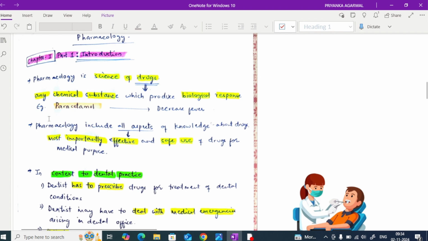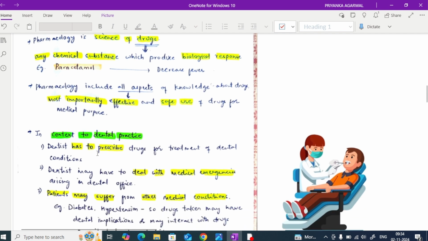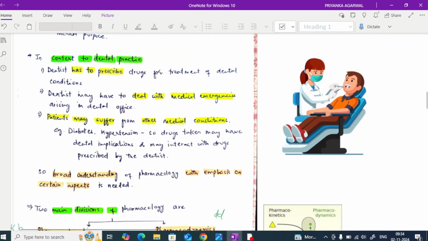Pharmacology includes all aspects of knowledge about drugs. So what do we study about the drug? We study everything about the drug, but with a very focused view on the effective and safe use of drugs for medical purposes. Now coming to dental practice, we generally get the question: why do we have to study all the systems like CNS, CVS, GIT? Why do we need to study all those?